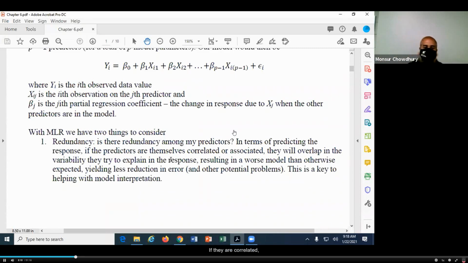If they are correlated, they will overlap in variability, so we will not get enough reduction in error, because these two are giving the same information. What's the purpose of adding more predictors? Because we know that we want to reduce the error. Now, if the variables are themselves correlated, we cannot get much reduction. So this is a problem, we call it the redundancy problem, or sometimes multicollinearity. But here we are saying redundancy, the same thing. So this is the key to help interpret our model.